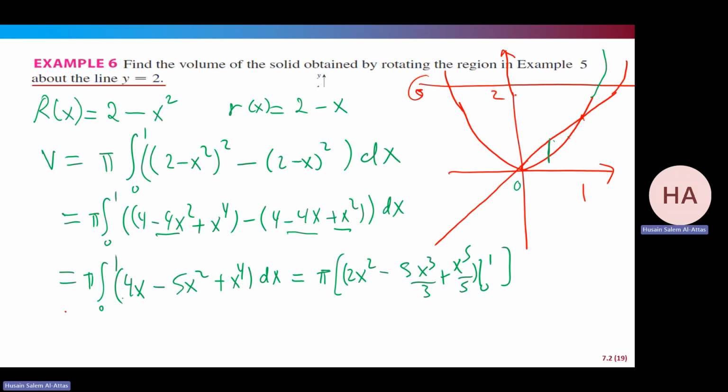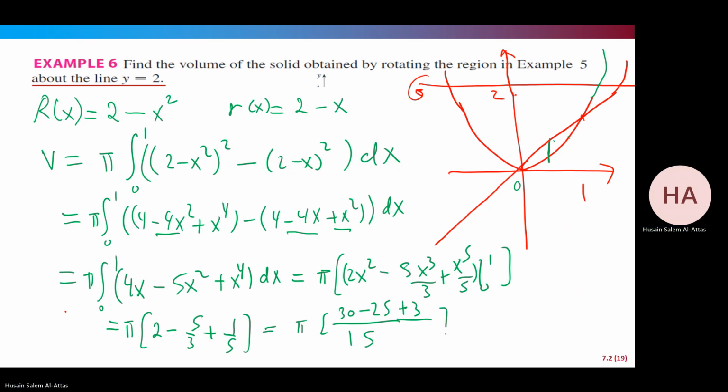Okay, that gives me 2 minus 5 over 3 plus 1 over 5. That gives me, over 15, I have 30 minus 25 plus 3, so I have 8. 8 pi over 15. That would be the answer.